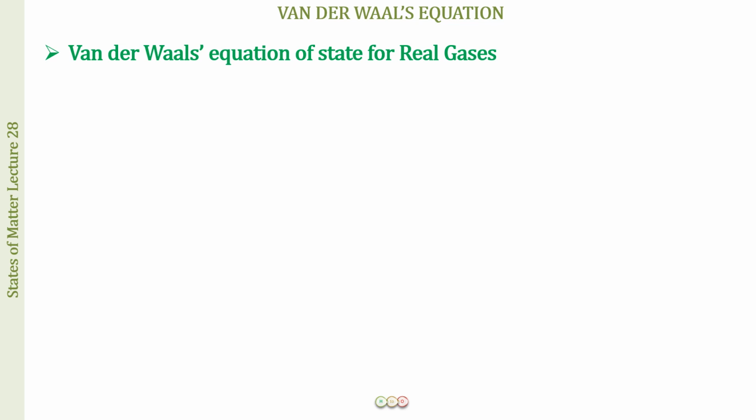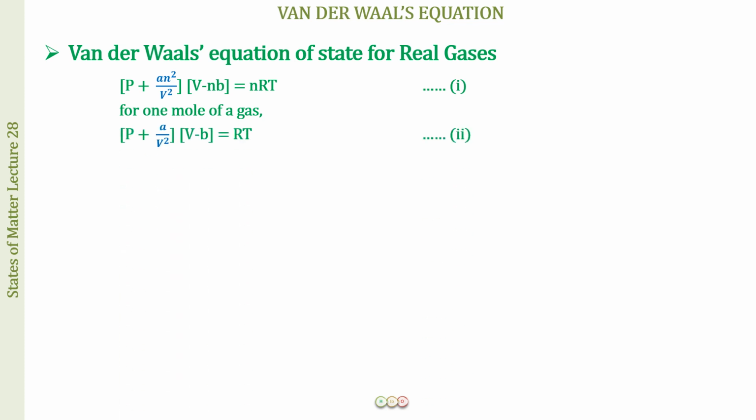Now that the pressure and volume corrections were done, van der Waal gave the equation of state for the real gases, and the equation is (P + an²/V²)(V − nb) = nRT. This is the corrected pressure and this is the corrected volume that we have now. If it is just 1 mole of a gas, you can write the equation as (P + a/V²)(V − b) = RT.